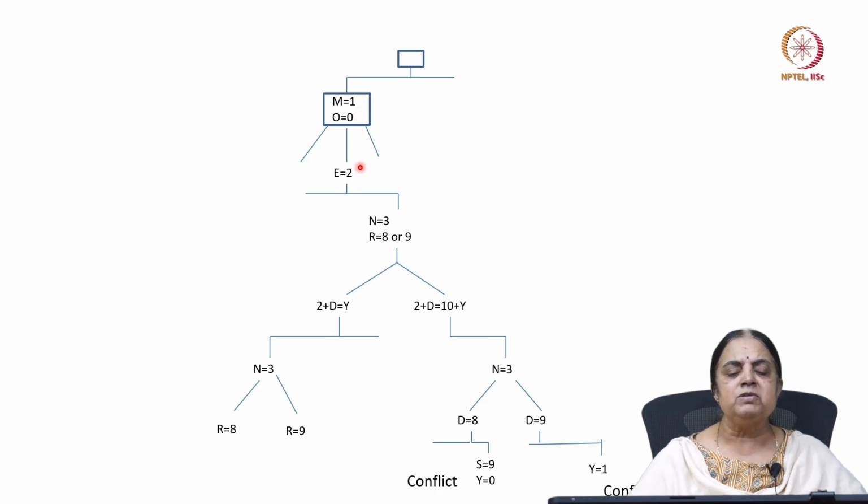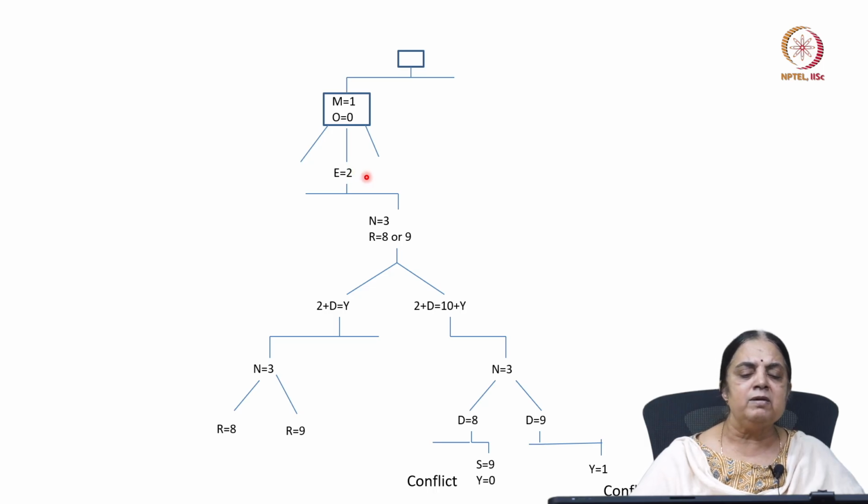So some of the variables are fixed. After that, suppose you take the variable E. Variable E can be anywhere between 0 and 9. If you are doing forward checking, since 0 and 1 are already taken, you can put the value of E between 2 and 9. So suppose I put E equal to 2, then you can fix other values, say R, N, etc.